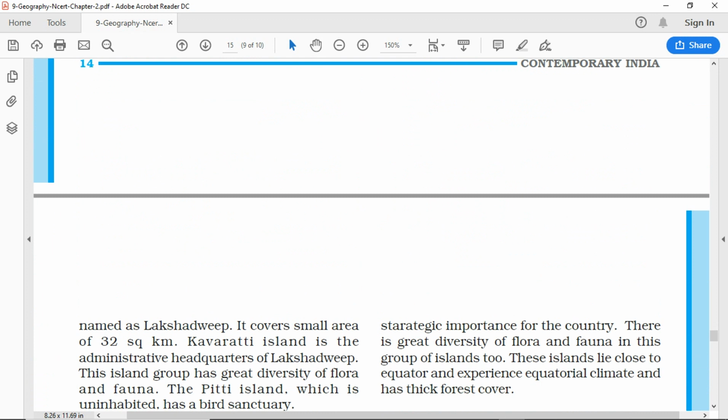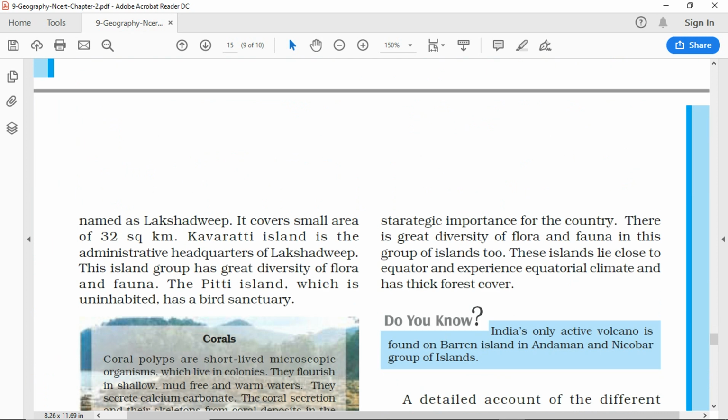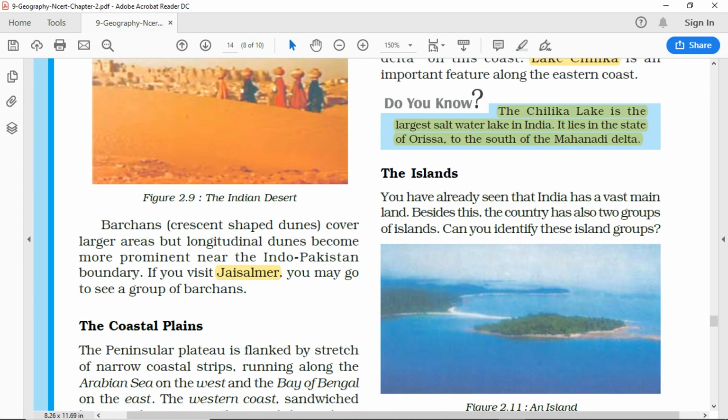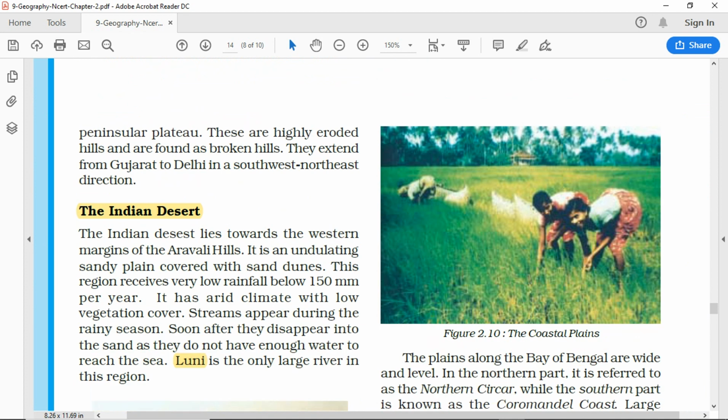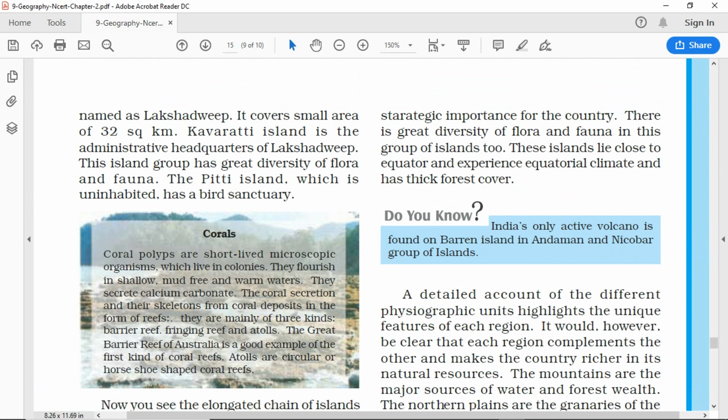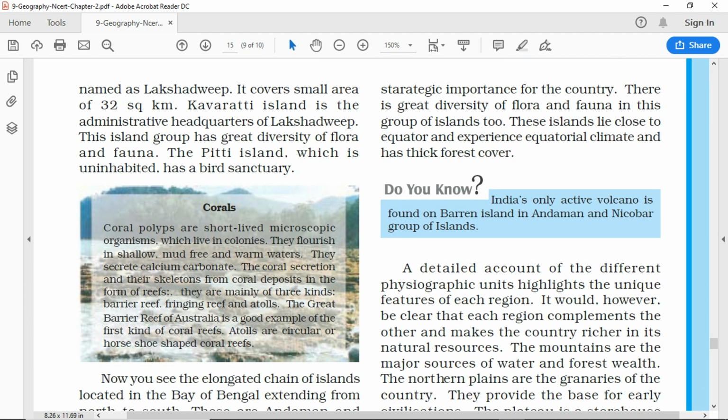Corals. Coral polyps are short-lived microscopic organisms, which live in colonies. They flourish in shallow, mud-free and warm waters. They secrete calcium carbonate, and their skeletons form coral deposits in the form of reefs. They are mainly of three kinds: barrier reef, fringing reef and atolls. The Great Barrier Reef of Australia is a good example of the first kind of coral reefs. Atolls are circular or horseshoe-shaped coral reefs, such as Lakshadweep.